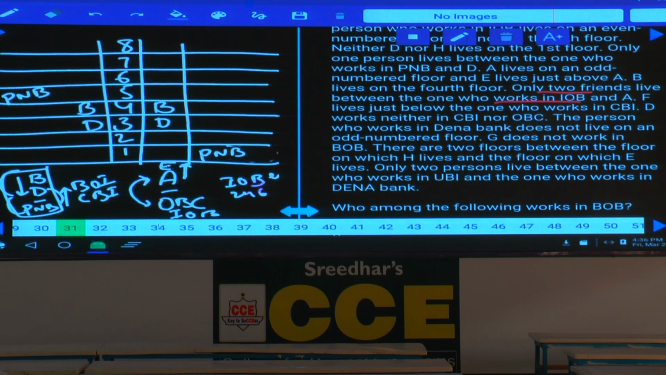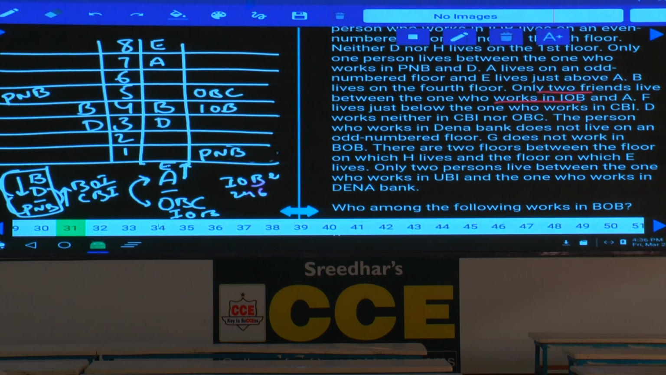As IOB lives on an even number floor, hence IOB cannot be above this one, isn't it? Then E, A, blank, OBC, IOB: how many persons were involved here? 5 persons were involved, isn't it? And out of which E must be on an even number floor. Hence, as E must be on an even number floor, can we start with this one? E, A, blank, OBC. If OBC is here, IOB is here, isn't it? That is one of the possibilities. If it is invalid, then 6, 5, 4 and so on.